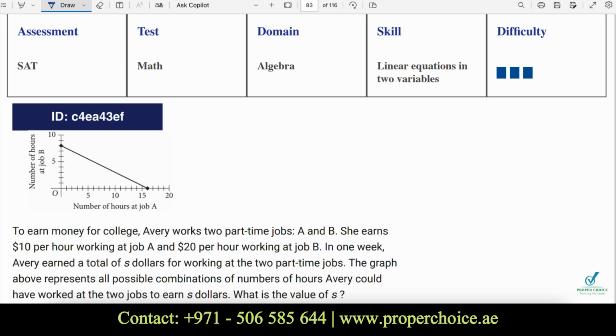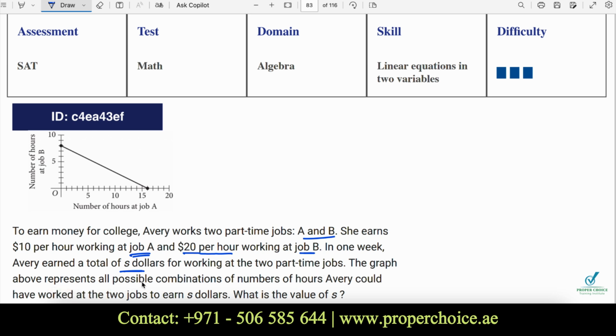Next question is related to the graph. To earn money for college, Avery works two part-time jobs, A and B. She earns $10 per hour working at job A and $20 per hour working at job B. In 1 week, Avery earned a total of S dollars for working at the two part-time jobs.